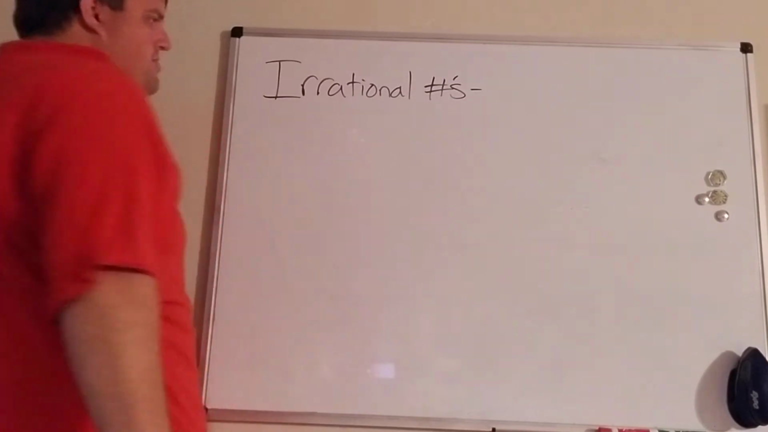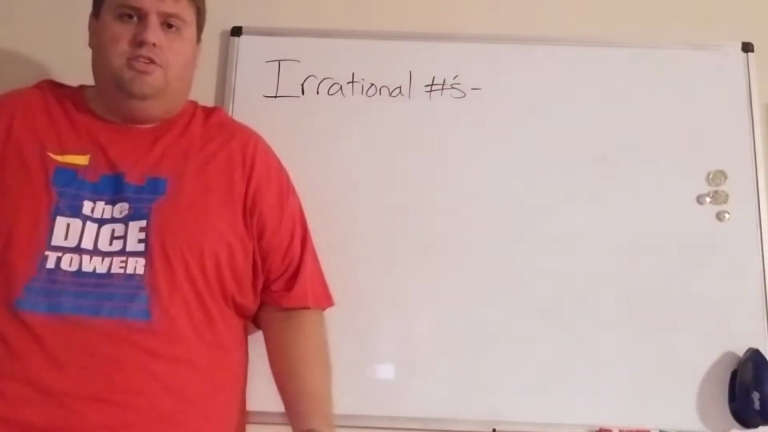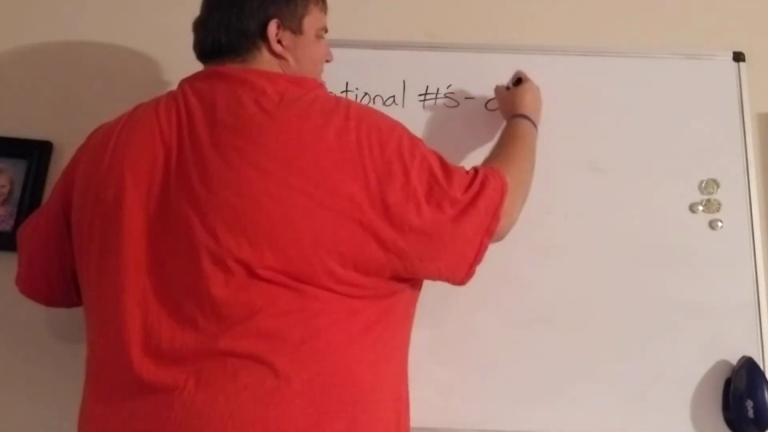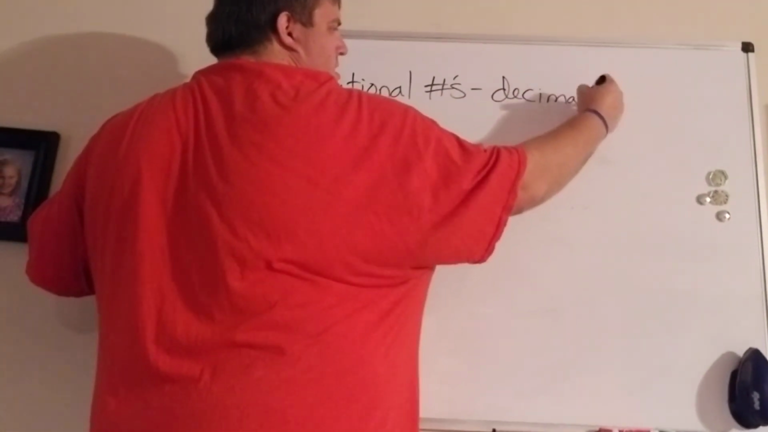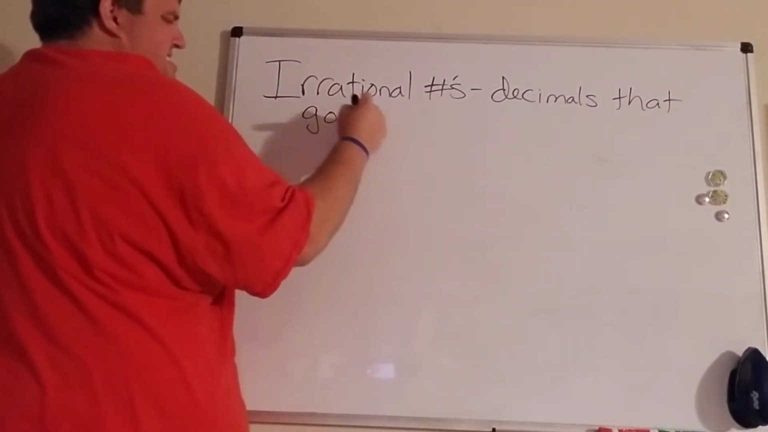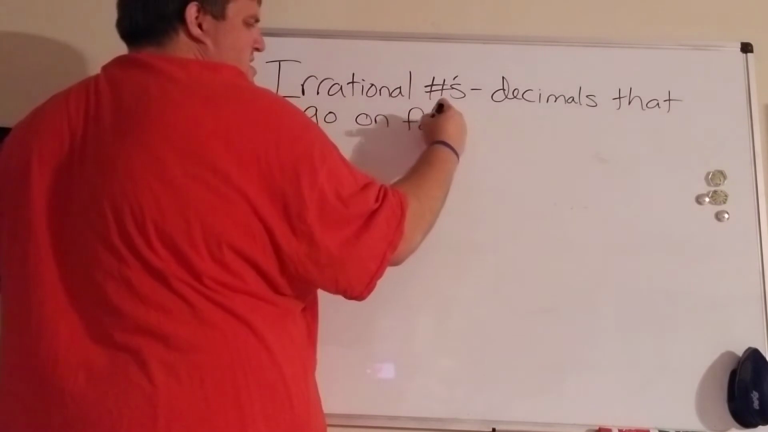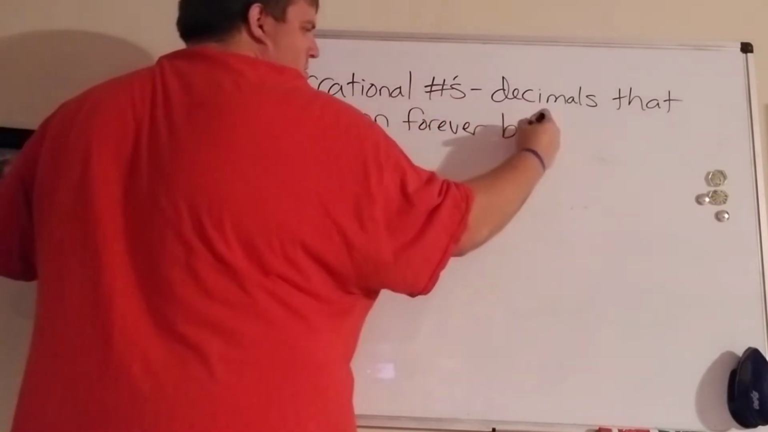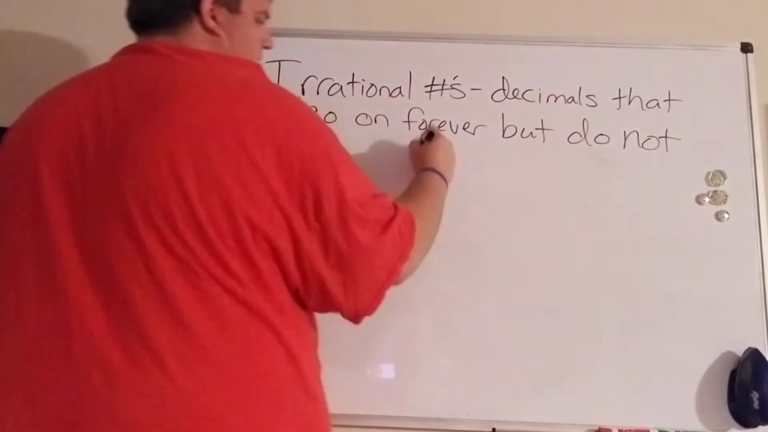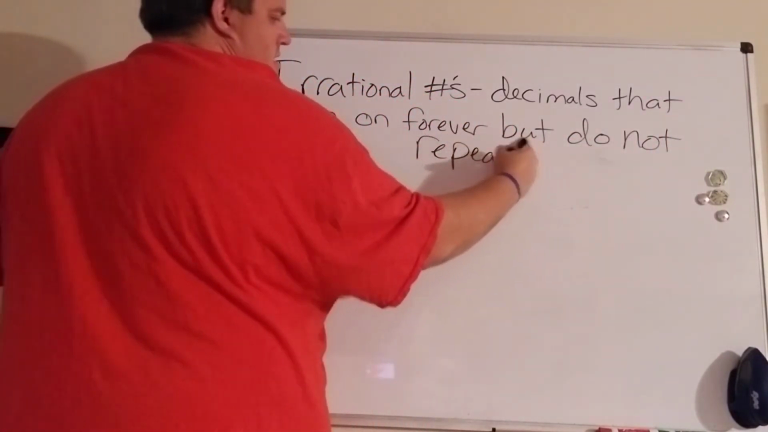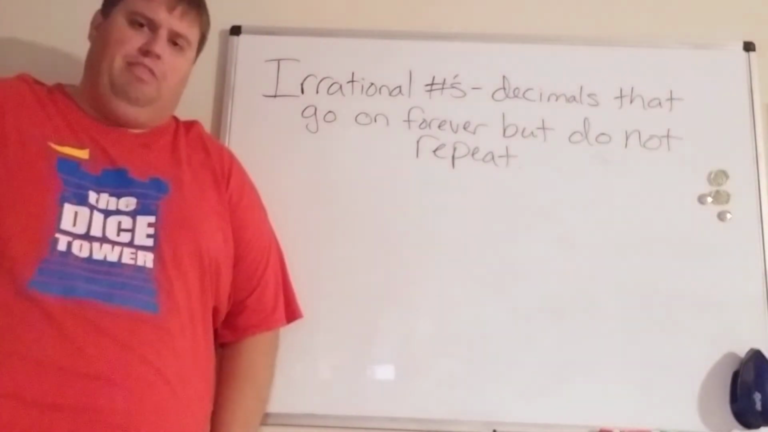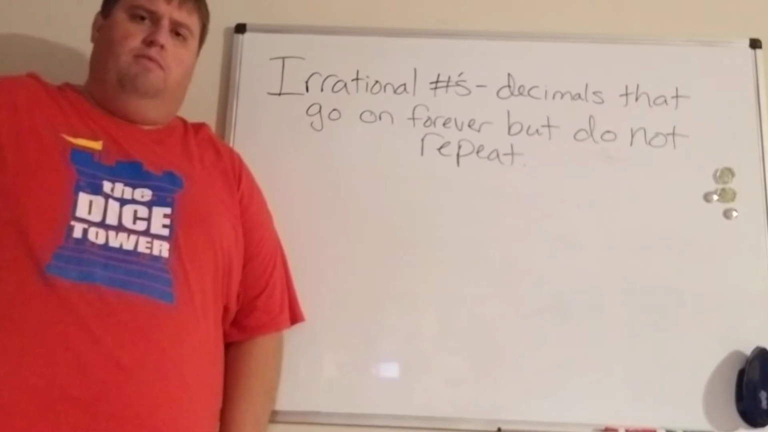And those numbers are numbers you can't write as a fraction. So what would those numbers look like? Well, they're going to be decimals that go on forever, but do not repeat. Decimals that go on forever, but they don't repeat. There's not a pattern there that just has the same sequence over and over and over.